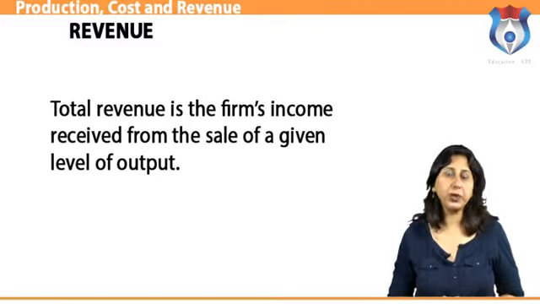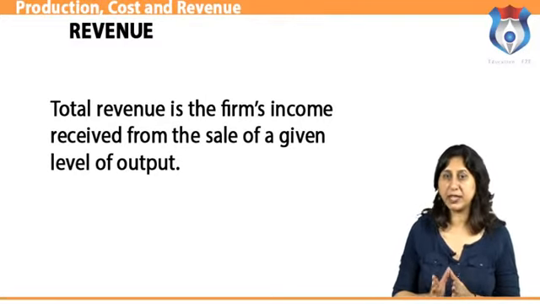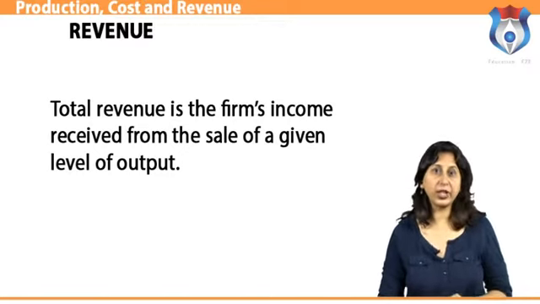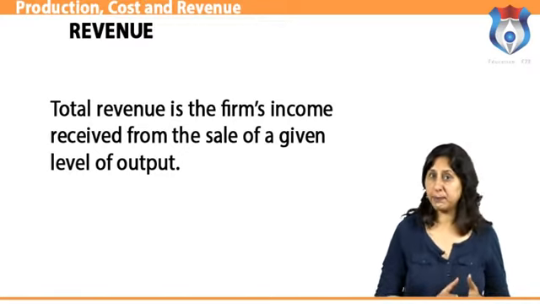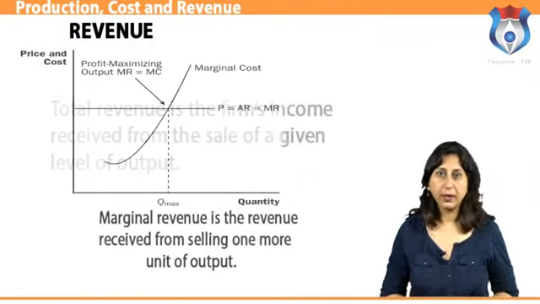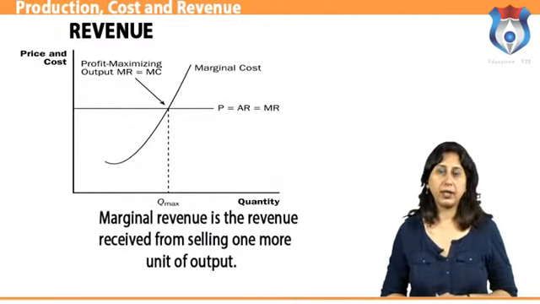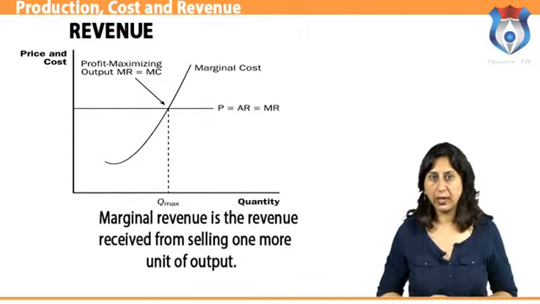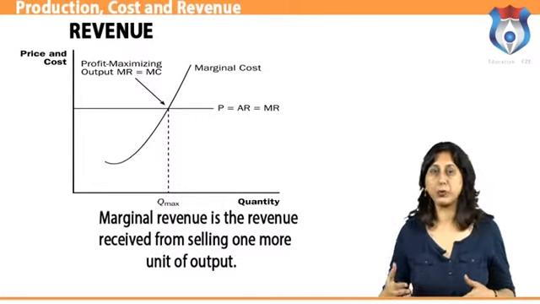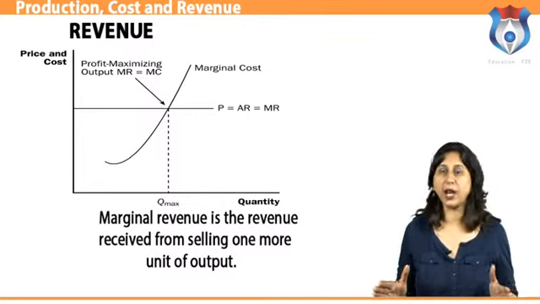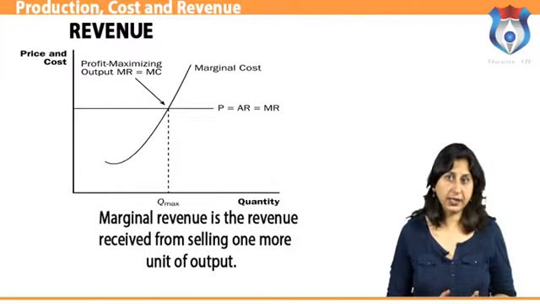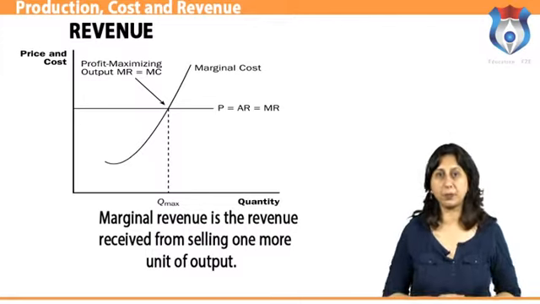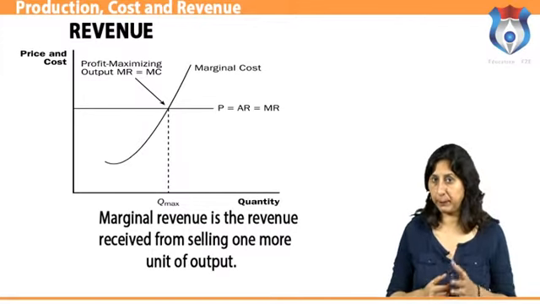The total revenue can be termed as firm's income received from the sale of a given level of output. It is calculated as the price of the good multiplied by the quantity sold. Marginal revenue, MR, is the revenue received from selling one more unit of output. If the firm's decision to sell output will not impact the price of output in the market, that is a competitive market, the marginal revenue is equal to the per unit price of the output. MR is equal to PY.